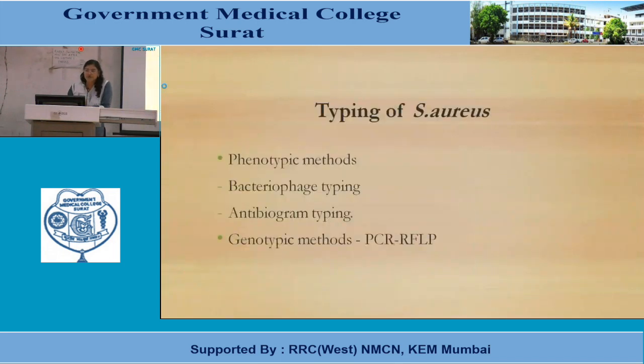Now the typing of Staph aureus is used for epidemiological purposes, where there is an outbreak of food poisoning or any other disease of Staph aureus, then the typing is required. But for routine diagnosis, usually typing is not done. Typing of Staph aureus can be done through phenotypic methods, that is through biochemical testing.